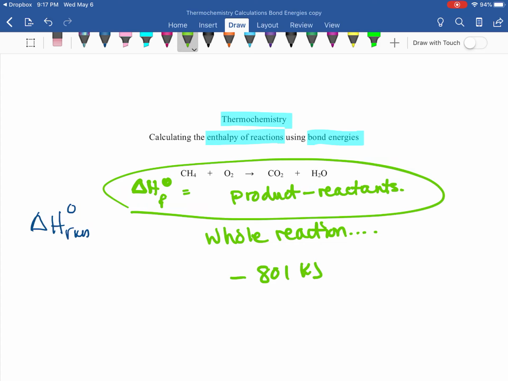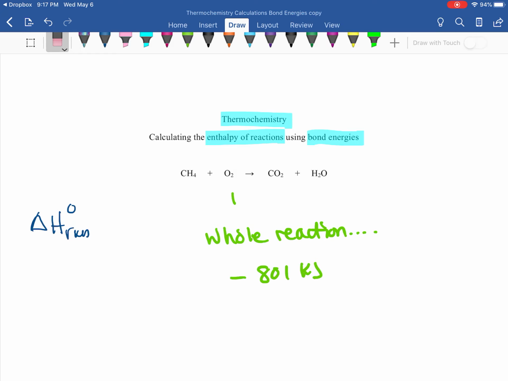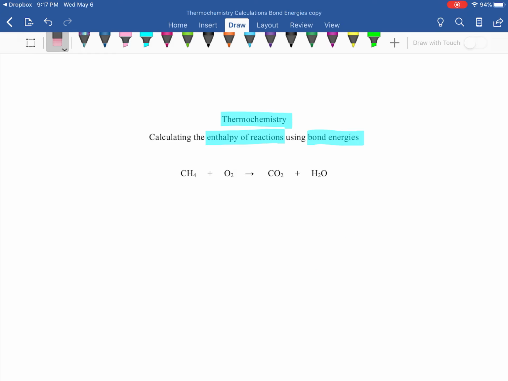Now, what if we actually wanted to break that down a little bit further and learn not just what methane is worth, but what about each bond in methane? Shut the front door. You know where we're headed. We are right back in Unit 2. Let's use our bonding rules. Methane is covalent. This is only going to work for covalent bonds.